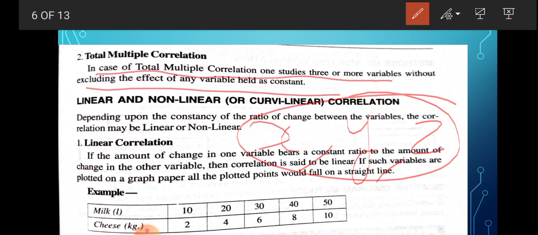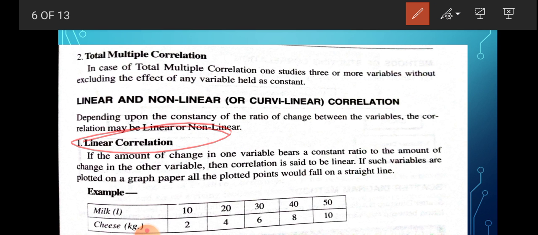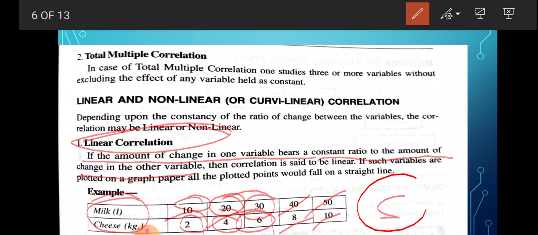Afterwards, there is one more kind through which we are dividing correlation, depending upon the constancy of the ratio of change between the variables: the correlation may be linear or non-linear. What is linear correlation and what is non-linear correlation? If the amount of change in one variable bears a constant ratio to the amount of change in the other variable, the ratio is constant. Like see here, milk and cheese. If 10 liter, then cheese is 2 kg. 20 liter, then cheese is 4 kg. 30 liter, then cheese is 6 kg. If you divide it, you will get a ratio of 5 only.